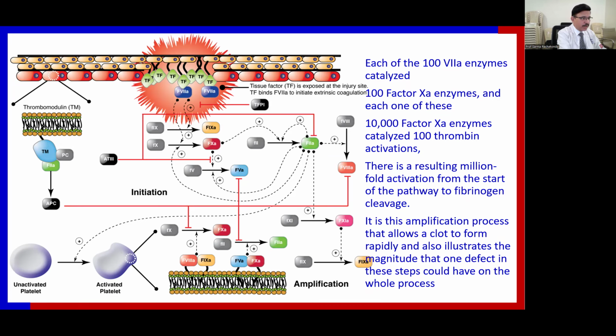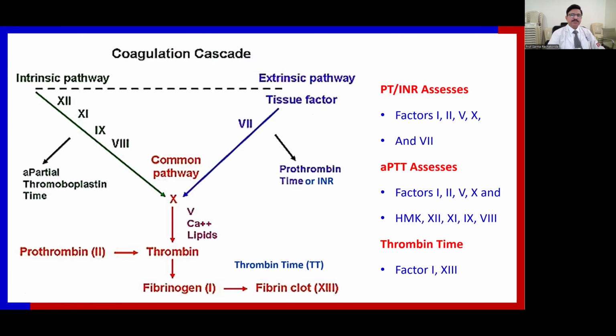For the 10 to become 10A, I require the help of the intrinsic as well as the extrinsic pathways. Now, I'm simplifying the diagram. I'm making it even simpler now. Intrinsic pathway 12, 11, 9, 8. I forgot 10. No, 10 is in the crossroad. 7 doesn't come here. 7 is on the other side. Okay. Prothrombin time or INR measures that particular segment, whereas our activated partial thromboplastin time measures this segment, whereas thrombin time measures this segment. You understand?